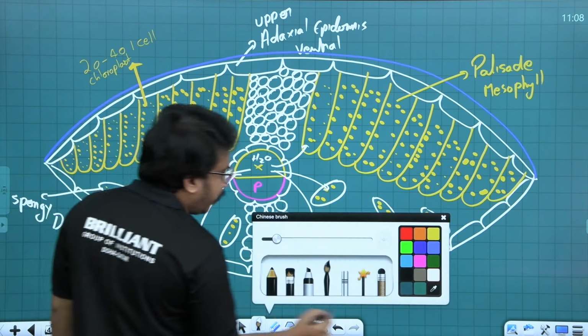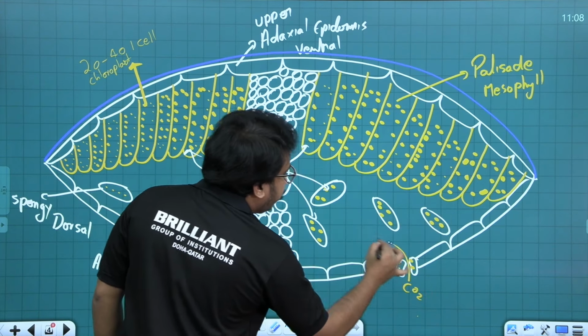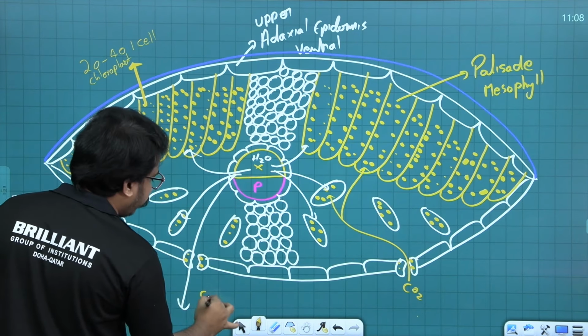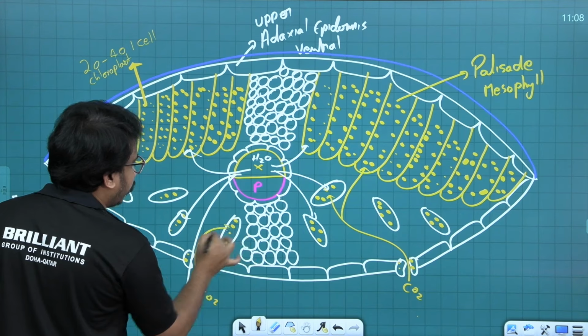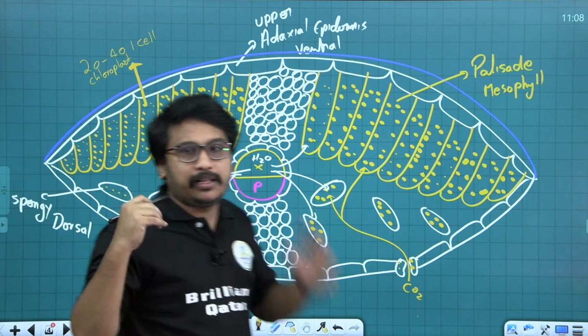Then carbon dioxide also enters the leaf, mainly from atmospheric air. It diffuses and reaches all the mesophyll cells and chloroplasts. So an outline should be there in your mind.